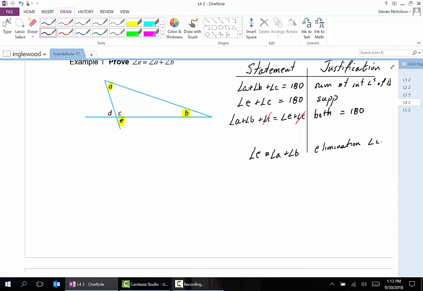So again, proofs are one of the things we started looking at last day, and we'll keep looking at them a little bit.